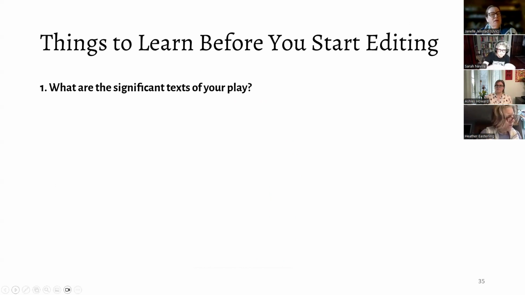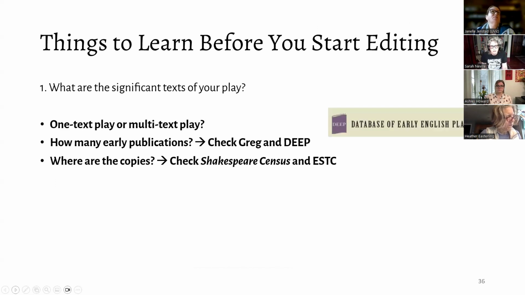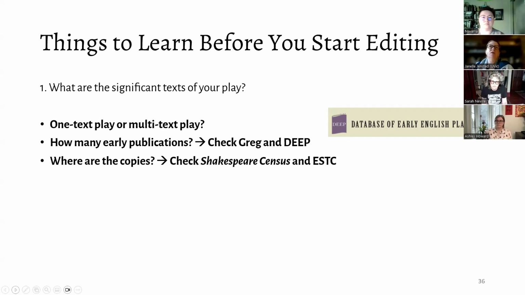There are instructions on how to write a proposal in the DRE editorial guidelines, and those instructions will likely work well for other anthologies. These are some things that you can be thinking about right away. What are the significant texts of your play? Are you dealing with a one-text play or a multi-text play? It's good to know how many early publications there are.